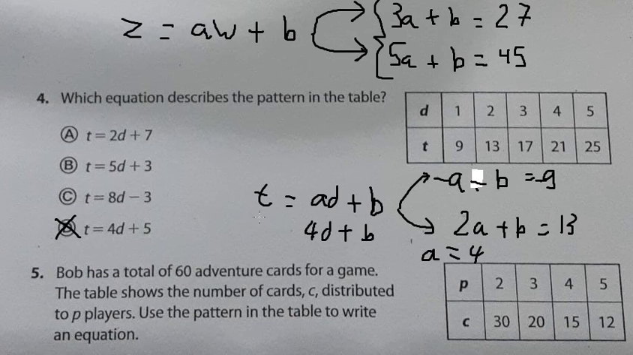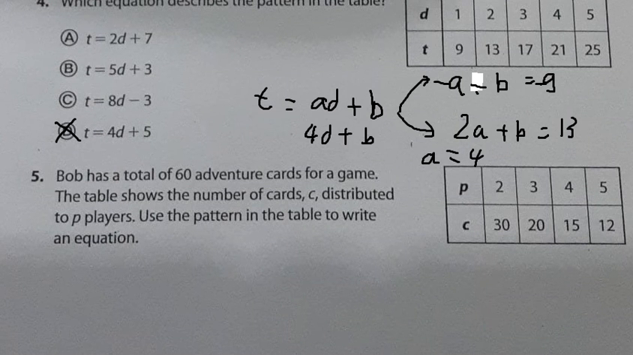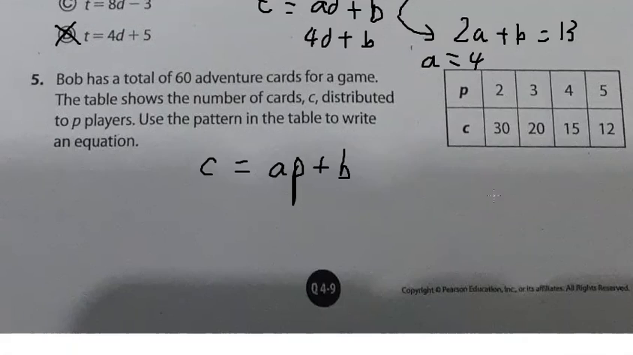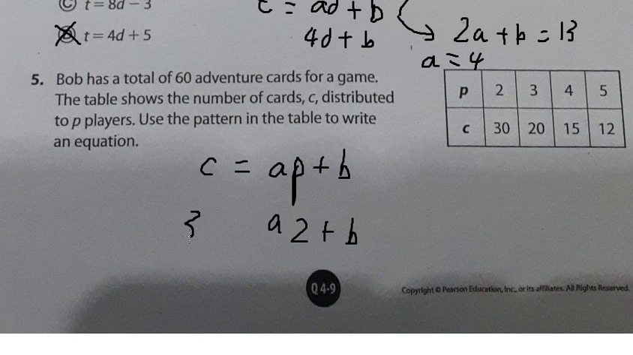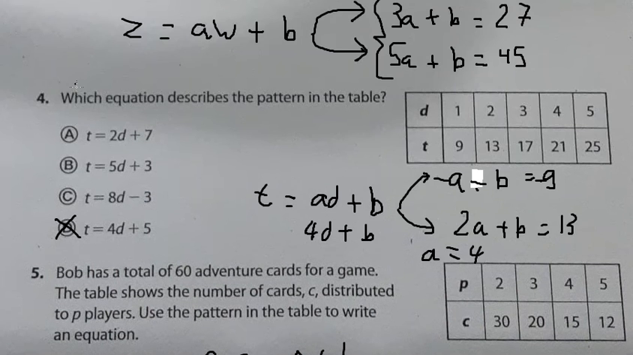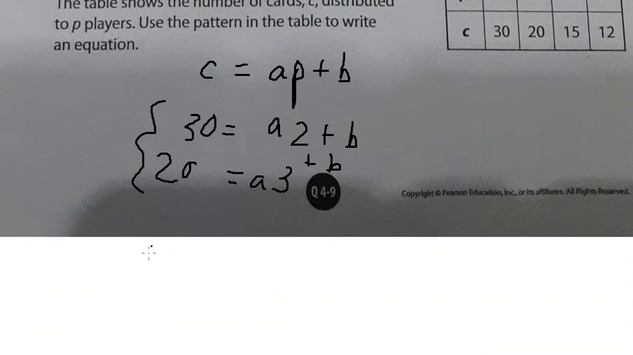Now we go to the last one. So about this one, I will put c equals ab plus b. When b equal to number 2, c equal to number 30, when b equal to number 3, and c equal to number 20. So we do the same technique just like question 4 and question 3. So I will write like this.